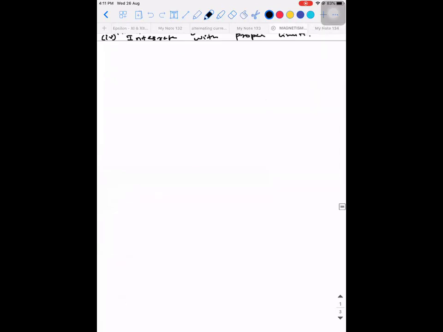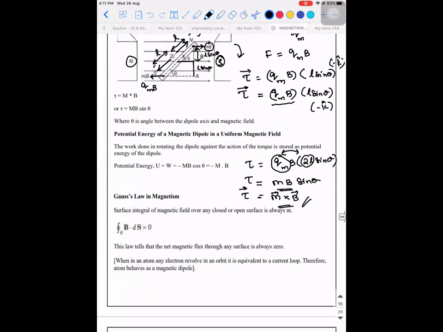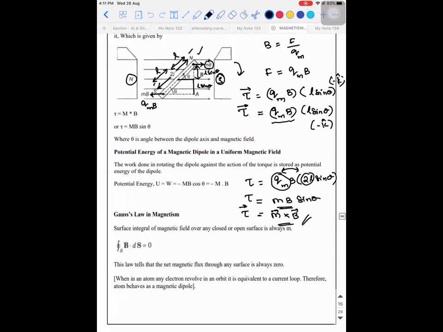Now listen. I told you this chapter has three parts. The first part is about the bar magnet and these kinds of concepts, what will happen when you place a dipole in a uniform magnetic field, that is the torque, potential energy, and all those parameters. And the last one is Gauss law in magnetism. So this will be the last topic of the first subpart. Okay, it is a very simple expression.